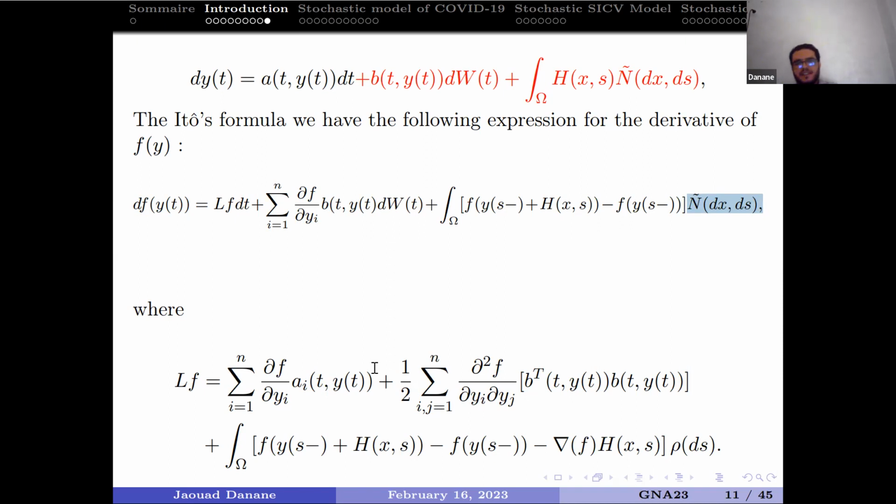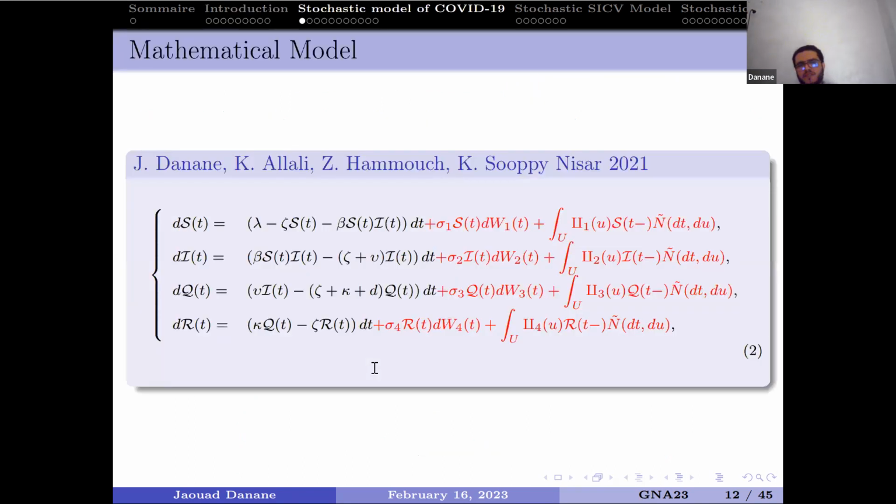So we have illustrated the crucial tools in the mathematical calculus of the derivative of any function of any parameters of a stochastic model. Our first model was developed in collaboration with Professor Karamelleli of the University Hassan II of Casablanca, Professor Zaki Hamouche of the University Moulay Ismail, Morocco, and Sopi Nizar of Saudi Arabia.